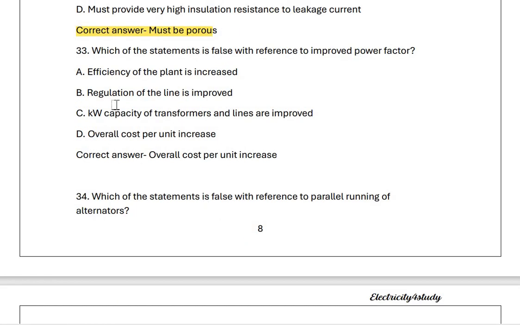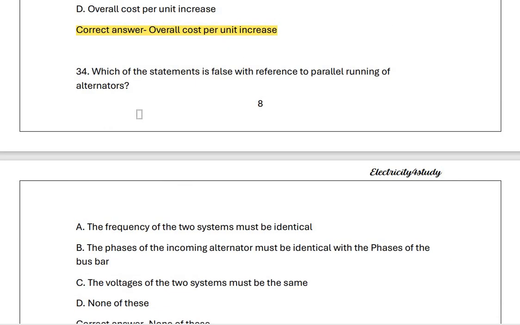33. Which of the statements is false with reference to improved power factor? A. Efficiency of the plant is increased. B. Regulation of the line is improved. C. Kilowatts capacity of transformers and lines are improved. D. Overall cost per unit increase. Correct answer: overall cost per unit increase.